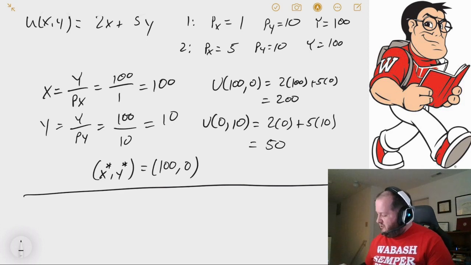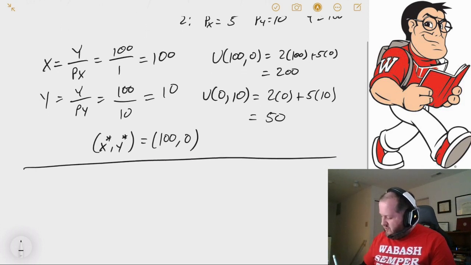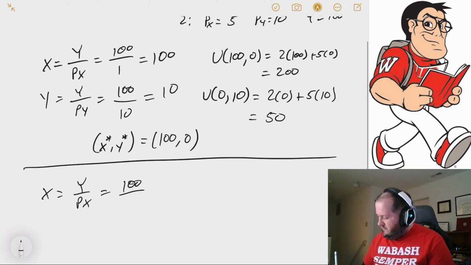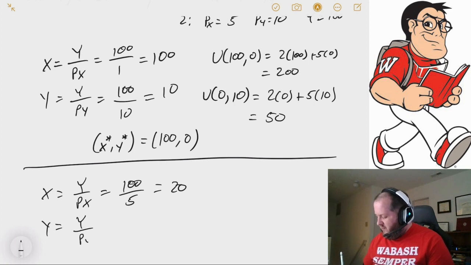Now the price of good X is 5. So once again, X equals Y over PX, where Y is income. 100 over 5 now, because the price went up, we can only get 20 units. And Y equals Y over PY, 100 over 10, and that equals 10.